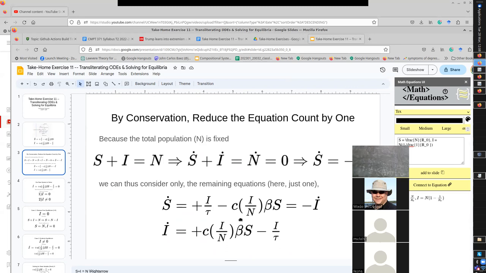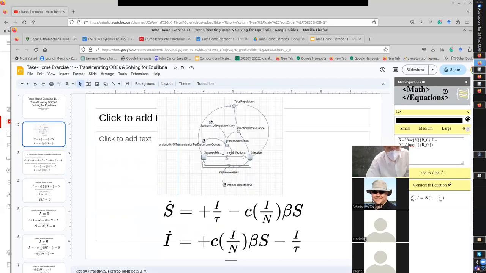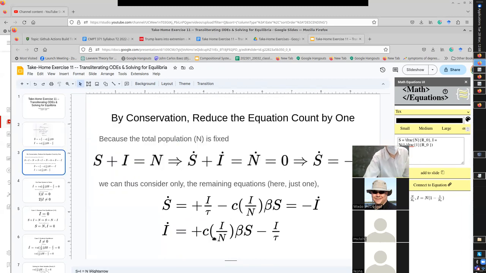Which makes sense, right? Because S dot is minus I dot. You can just read it off as well. This is the minus of that. All you do is, everything that has a plus here, put a minus, and every minus you put a plus. Does that make sense? Okay.